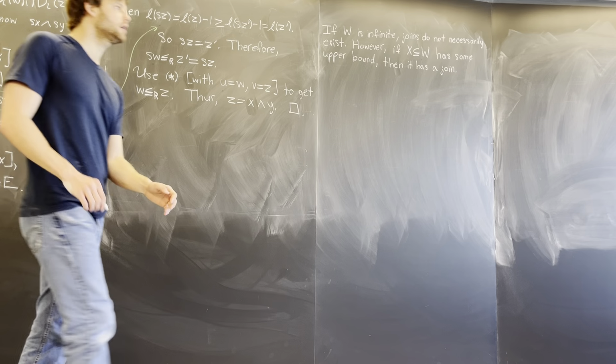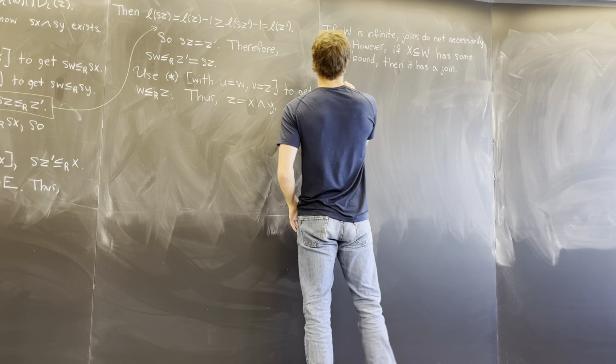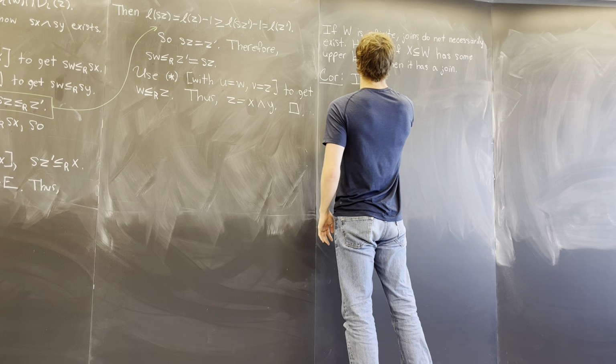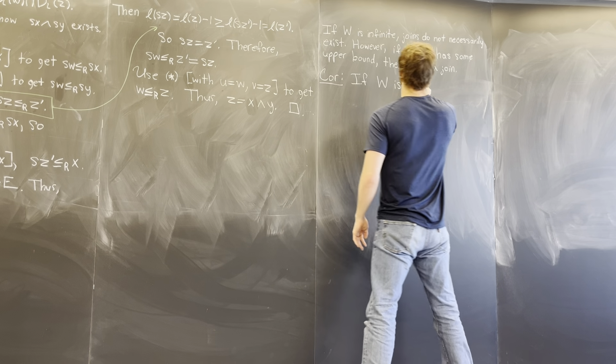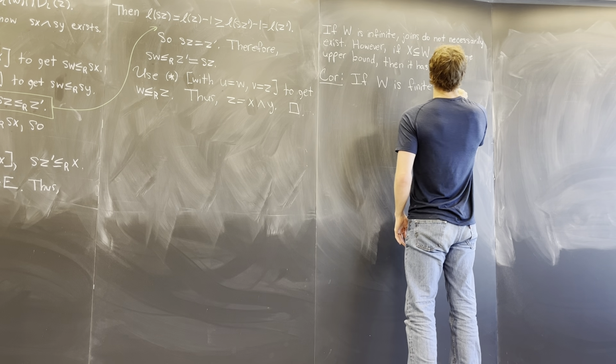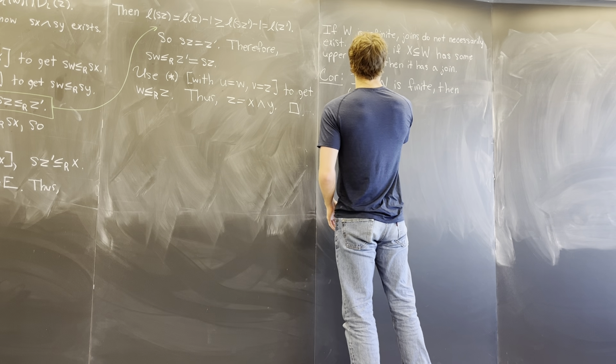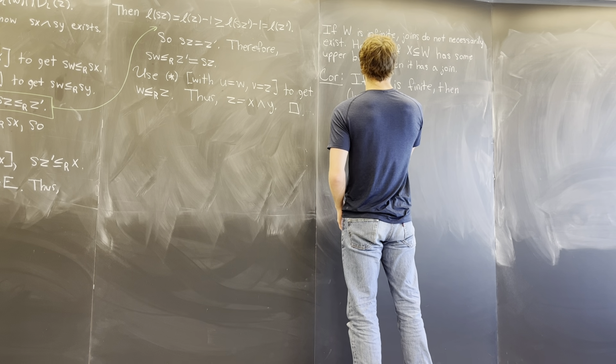So in particular, I'll just say corollary. If W is finite, then the weak order is actually a lattice.